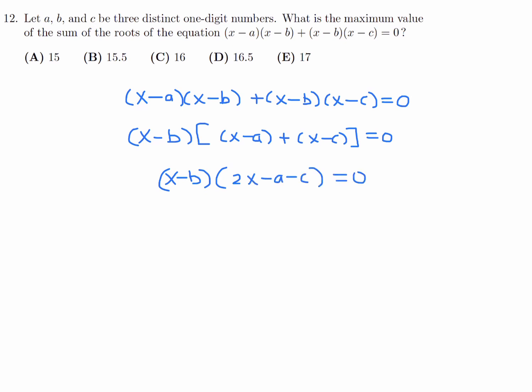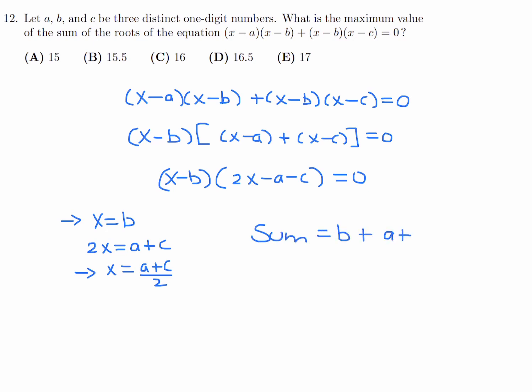So that means x is equal to b, or 2x is equal to a plus c. That means x is equal to a plus c over 2. So these are the roots right here and right here. Now the sum of the roots, therefore, will be b plus a plus c over 2. And we want to maximize. Okay, well, a, b, and c are three distinct one-digit numbers. So if I want to maximize, I'm going to choose the largest one-digit numbers, and those are 9, 8, and 7. Now the only thing I don't know is the order.